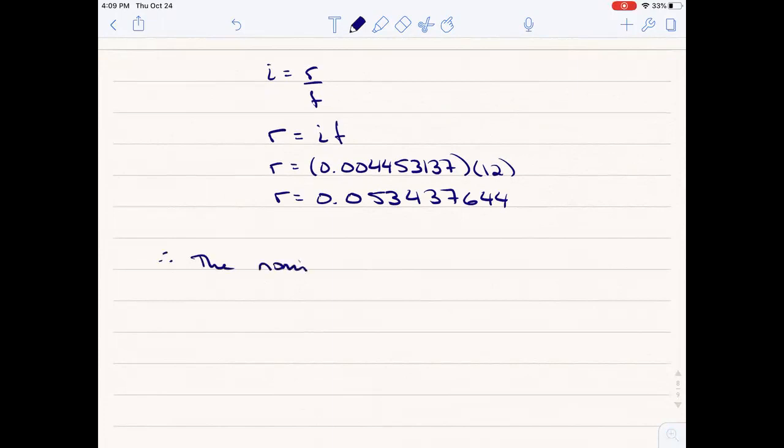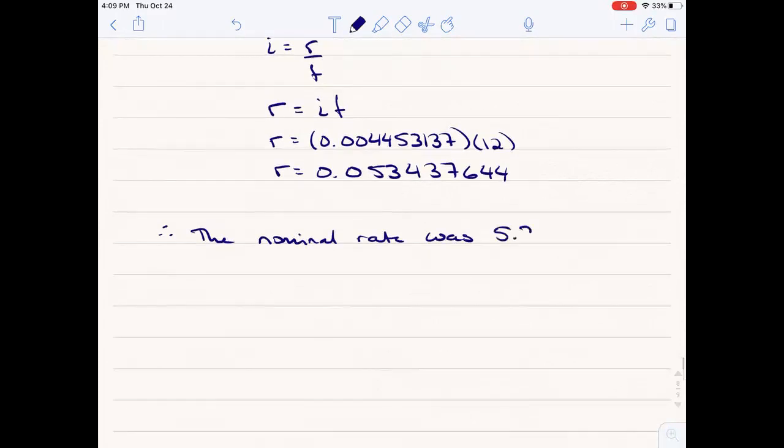Therefore, the nominal rate was 5.34%, right? Converting it to a percentage, because if you left it as a decimal, that's fine. I'm happy with that, right? But usually when we're talking about rates, interest rates, we usually report them as percentages, right? You always just want to check, right? So kind of bring the common sense into it, right? If you find an R of 5.34, that sounds reasonable, right? It's always going to be kind of in that range, right?